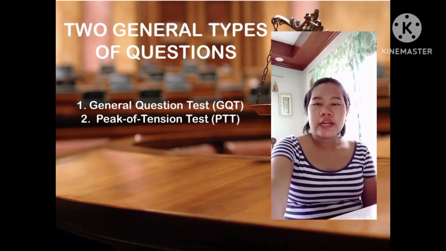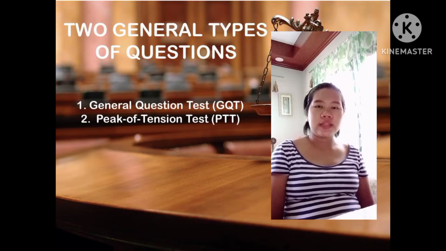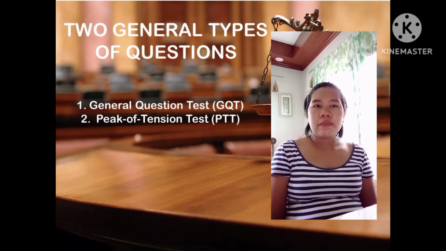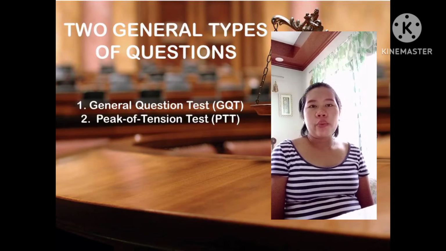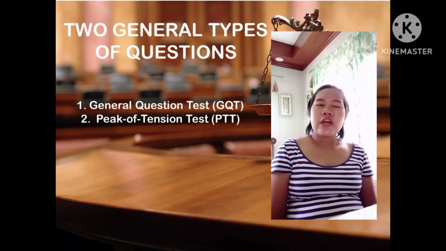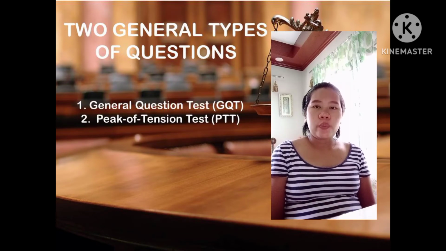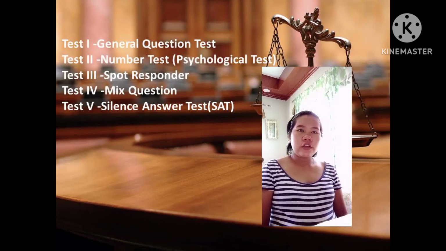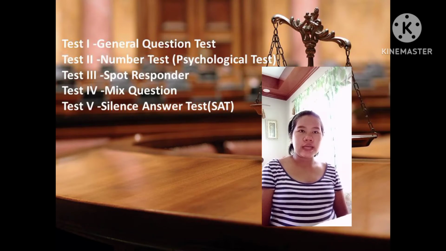So, we have two general types of questions to be constructed: the general question test or the GQT, and the peak of tension test, the PTT. The general question test is the most commonly applied in the polygraph test. The peak of tension test, the PTT, is usually used as just a supplementary test. There are also 5 sets of tests that may be applied during the polygraph examination process.